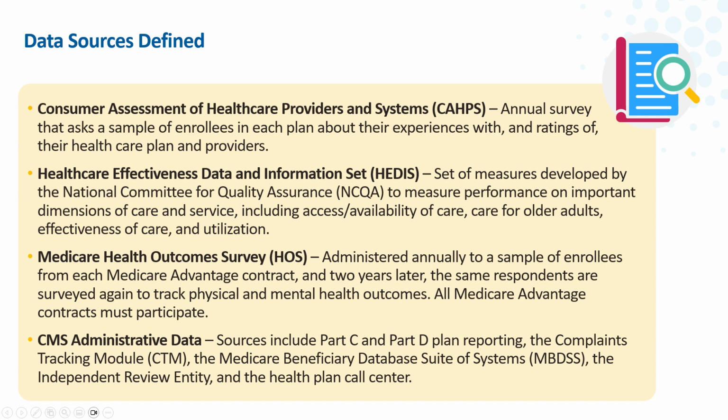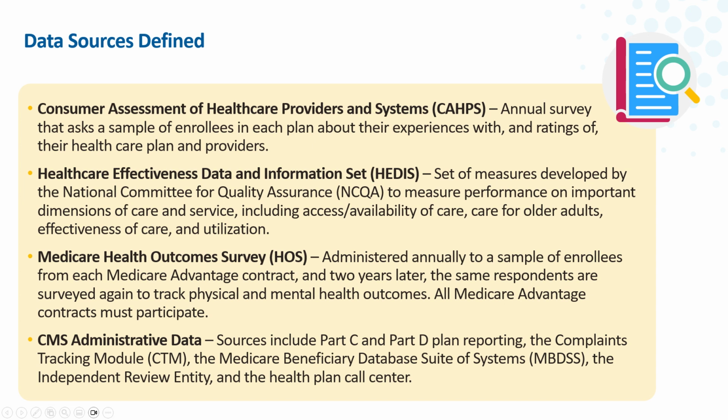The Healthcare Effectiveness Data and Information Set, commonly referred to as HEDIS, is a set of measures developed by the National Committee for Quality Assurance, also known as NCQA, to measure performance on care and service delivery, including access to and availability of care, care for older adults, effectiveness of care, and utilization. Focus areas for these measures include, but are not limited to, measures on access to preventative care, follow-up after emergency room visits, and hospital readmission rates.